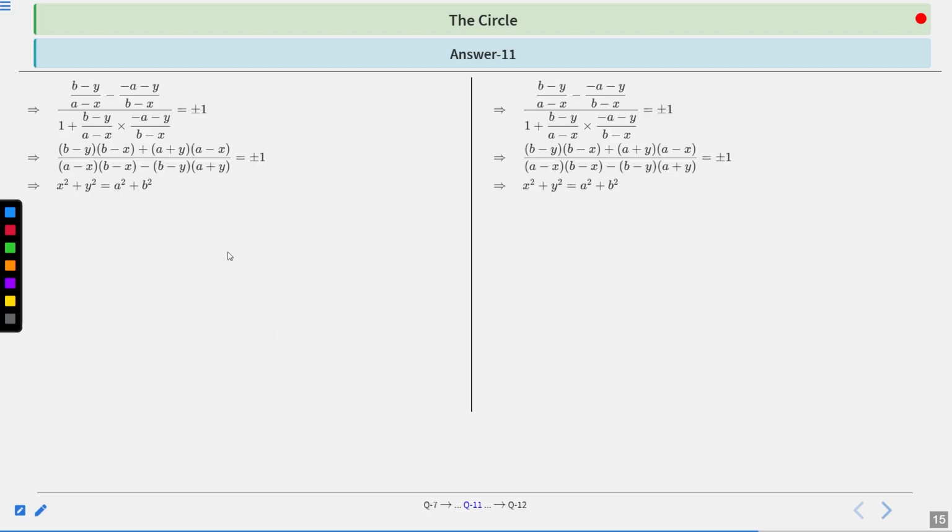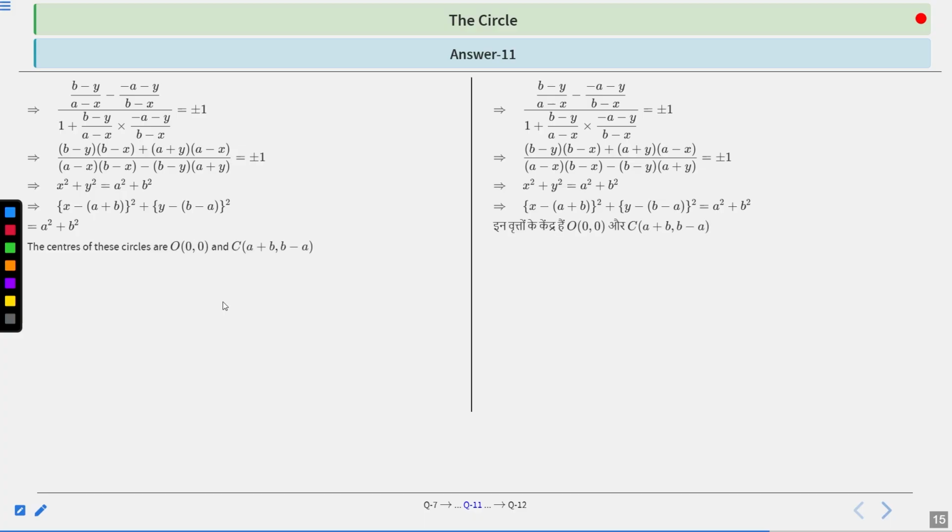By considering the plus sign, you will get the equation of circle as x square plus y square is equal to a square plus b square. And by using the minus sign, you will get the equation of circle as x minus a plus b whole square plus y minus b minus a whole square is equal to a square plus b square. Clear?